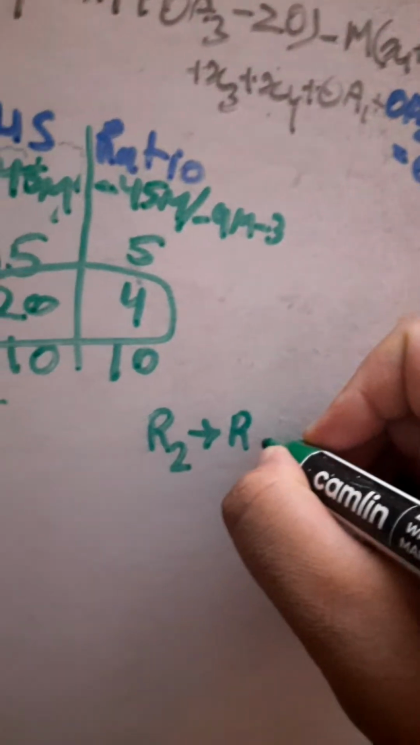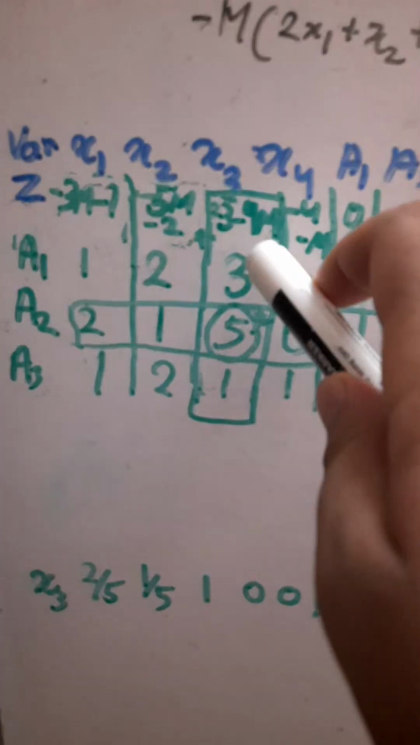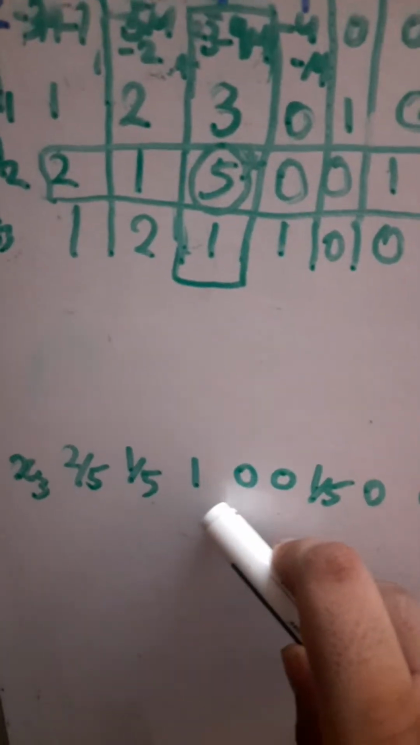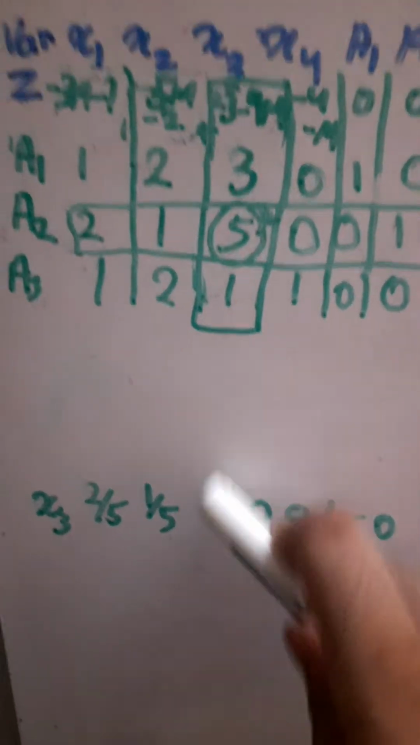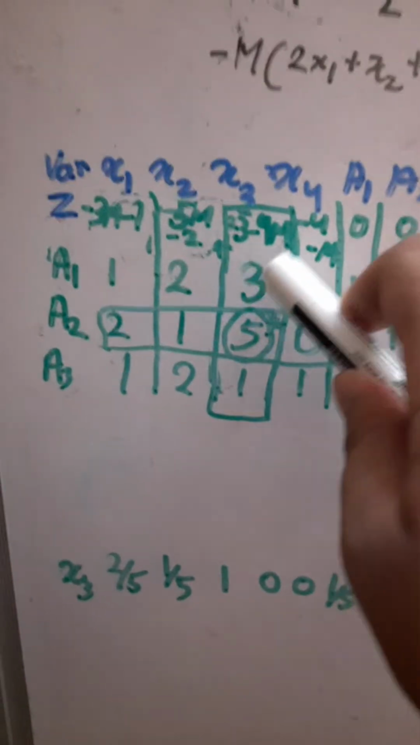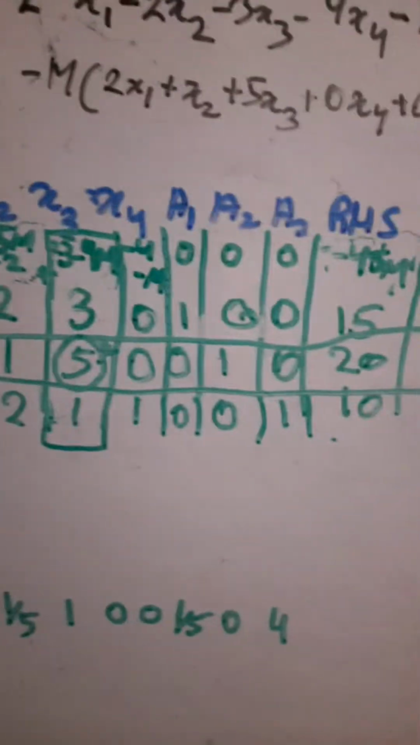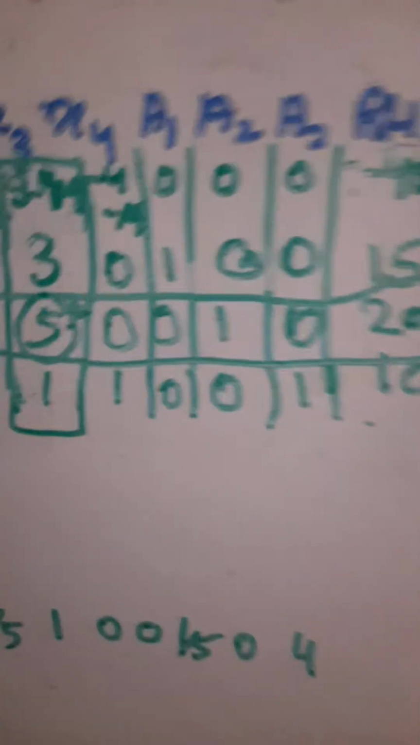Okay. No, wait a second. No. We have to make this 0, not this 0. Using this new row key element 1, we have to make this key column's element 0. No. We were totally taking the wrong path, but yeah.